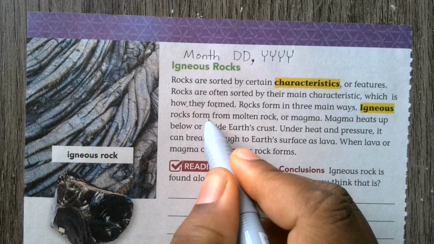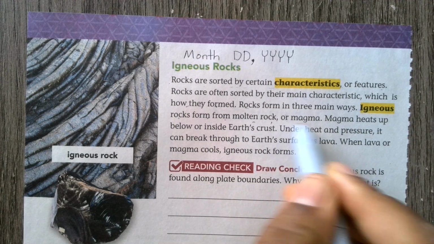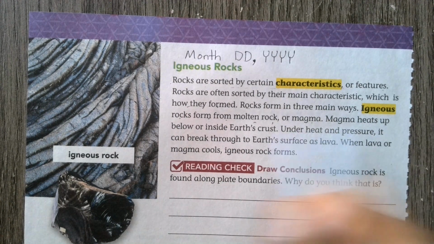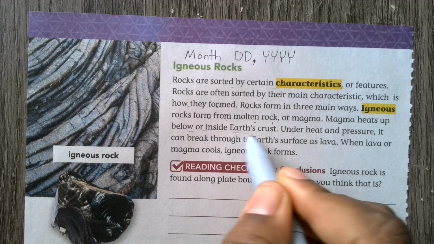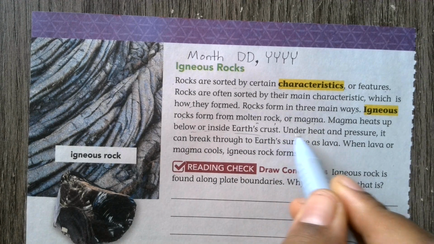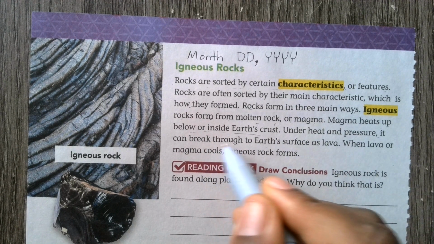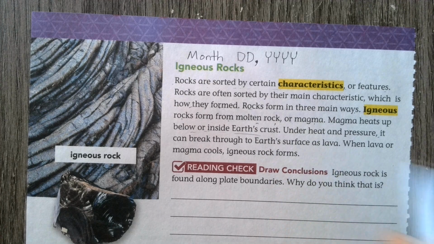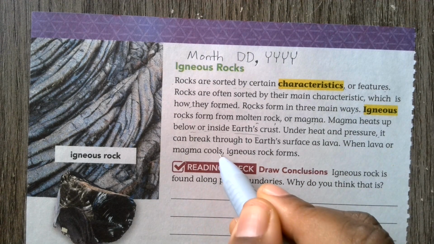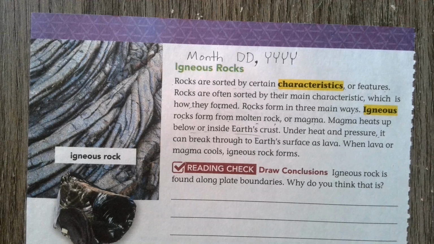Igneous rocks form from molten rock or magma. Magma heats up below or inside Earth's crust. Under heat and pressure, it can break through to Earth's surface as lava. When lava or magma cools, igneous rock forms.